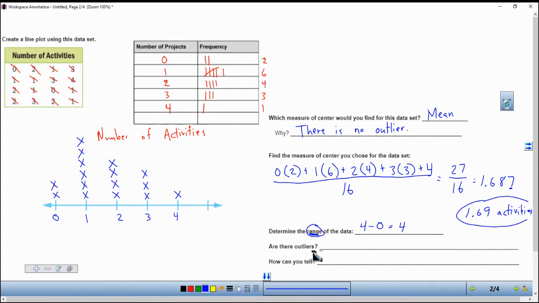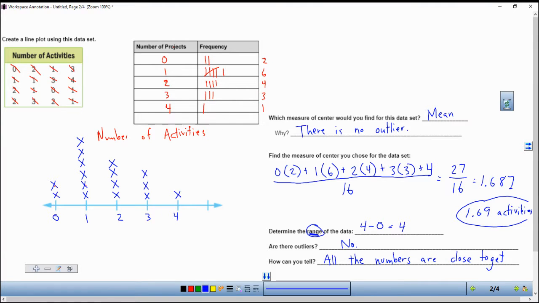Are there any outliers? No. How can you tell there's no outliers? All the numbers are close together. That's how you can tell. There are no numbers that are extremely far away. All the numbers are close together. Okay, all right, that's the line plot.